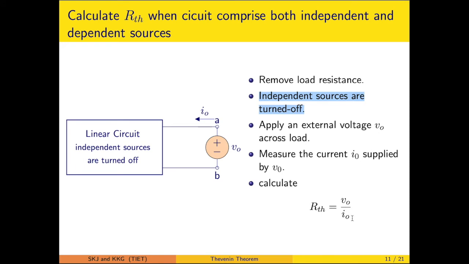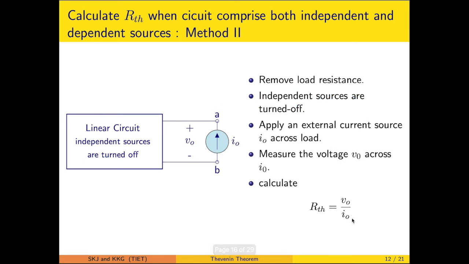Another procedure is on the complementary line. The rest of the steps are the same, but instead of the voltage source, we consider a current source which injects a current, measure the voltage across its terminal, and calculate the RTH by the simple procedure V0 upon I0.